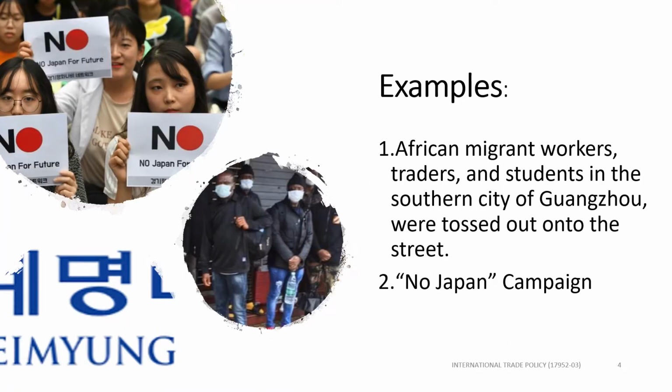Here are some examples that I had gathered online. In China, African migrant workers, traders, and students in the southern city of Guangzhou were tossed out onto the street because of the coronavirus threat. I think this happened just recently.